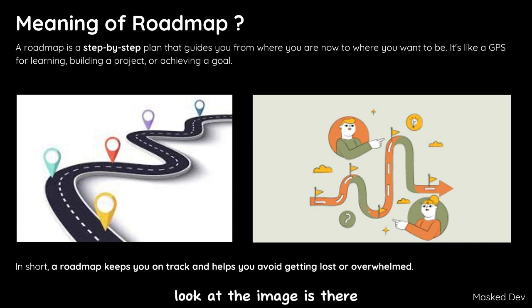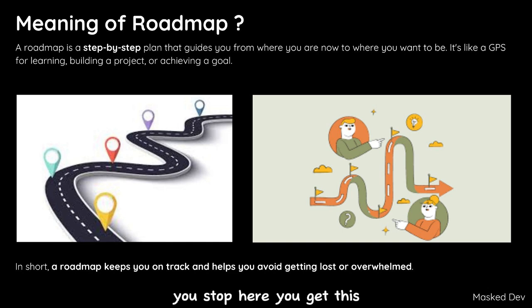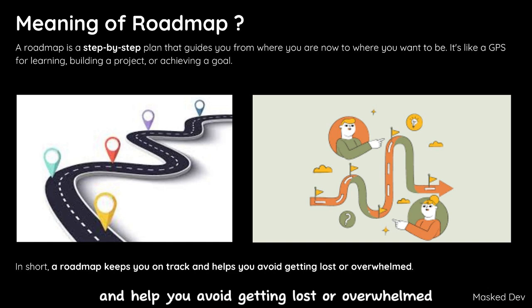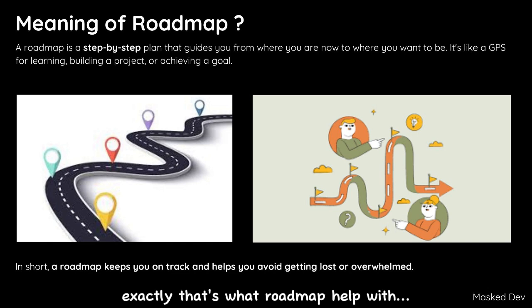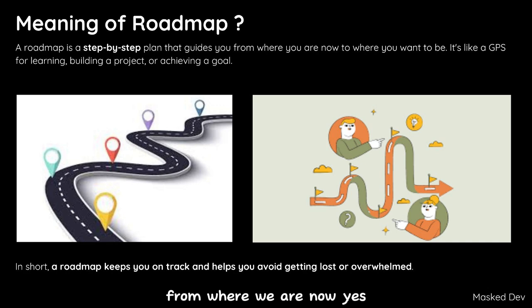Look at the two images there. I just put them as an example of what a roadmap is. You stop here, you get this. After doing this, you grab that. In short, a roadmap keeps you on track and helps you avoid getting lost or overwhelmed. Exactly, that's what a roadmap helps you with. So that's all about roadmaps, that will help us get to where we are going.